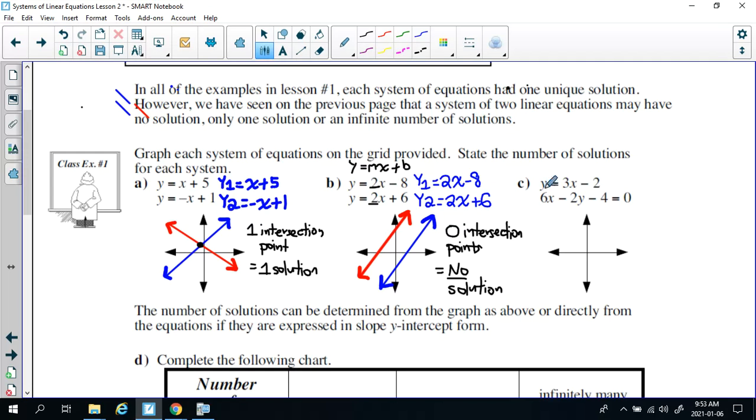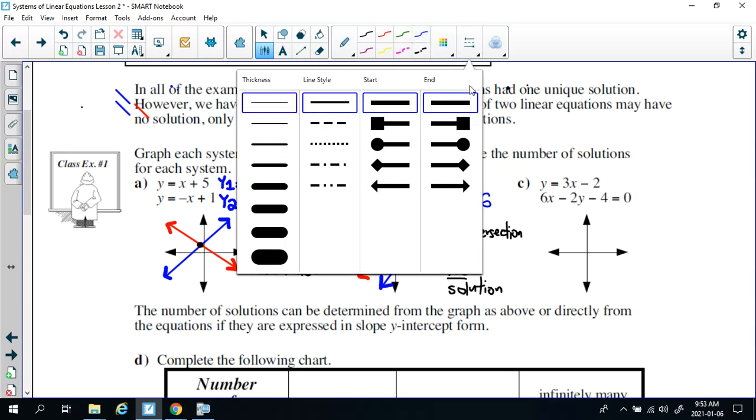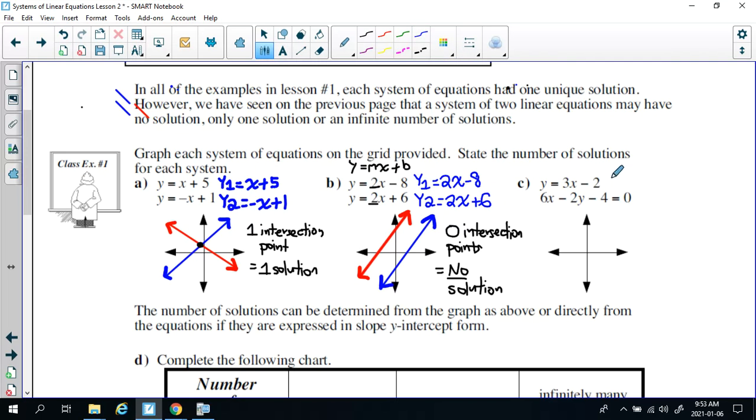So we have y is equal to 3x minus 2. So we're going to plot that equation into y1. Okay, so we'd have y1 is equal to 3x minus 2. Now, the other equation we've got to do a little bit of work for, because right now it's not in a format that we can actually plot in the graphing calculator. We have to get y by itself.